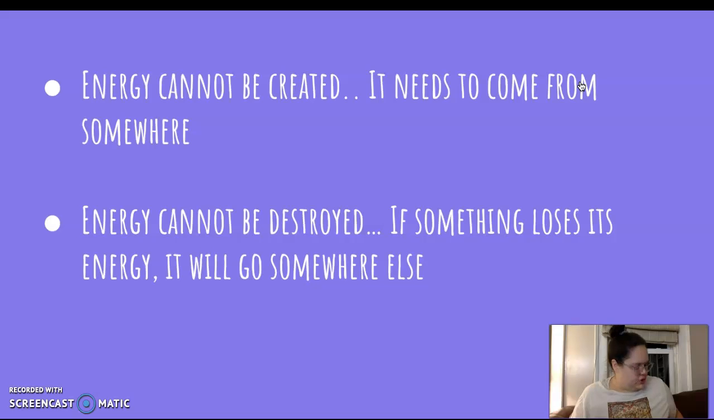It also can't be destroyed. If you have energy in something, you can't just get rid of it. It either stays where it is or it needs to go somewhere else. So when we are taking energy from the sunlight to allow plants to make food, when we are taking energy from wind to allow wind turbines to make electricity, we are not getting rid of the energy. We are just putting it from one place to another. So energy can't be created and it can't be destroyed.